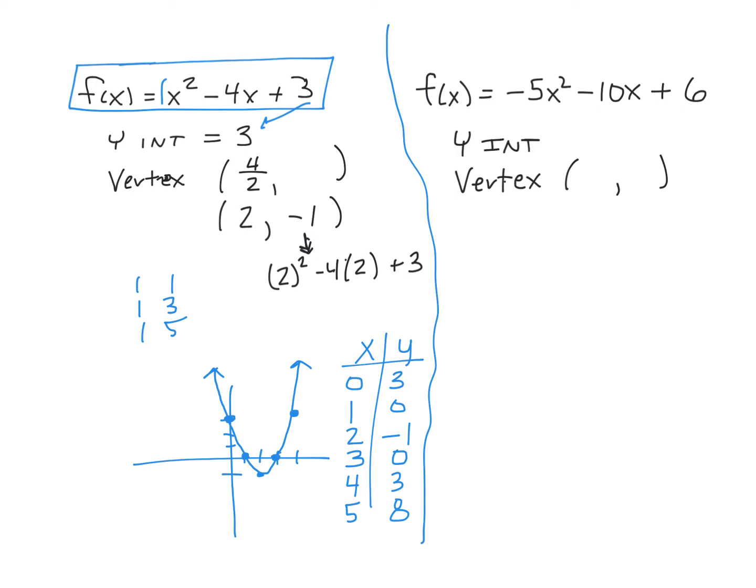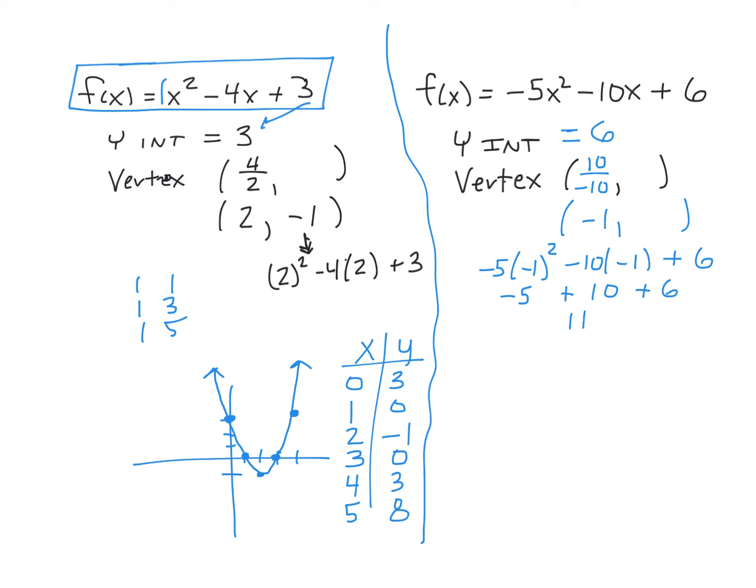The next function here, -5x² - 10x + 6. You can see my y-intercept would be 6. Vertex, negative b, would be positive 10 over 2a, which would be -10. So that x coordinate would be -1. If I plug a -1 in, make sure you realize that you square that first. Using parentheses is always helpful. So we'd have -1 squared is positive 1, that'd be -5, plus the 10, plus 6, which would be 11.